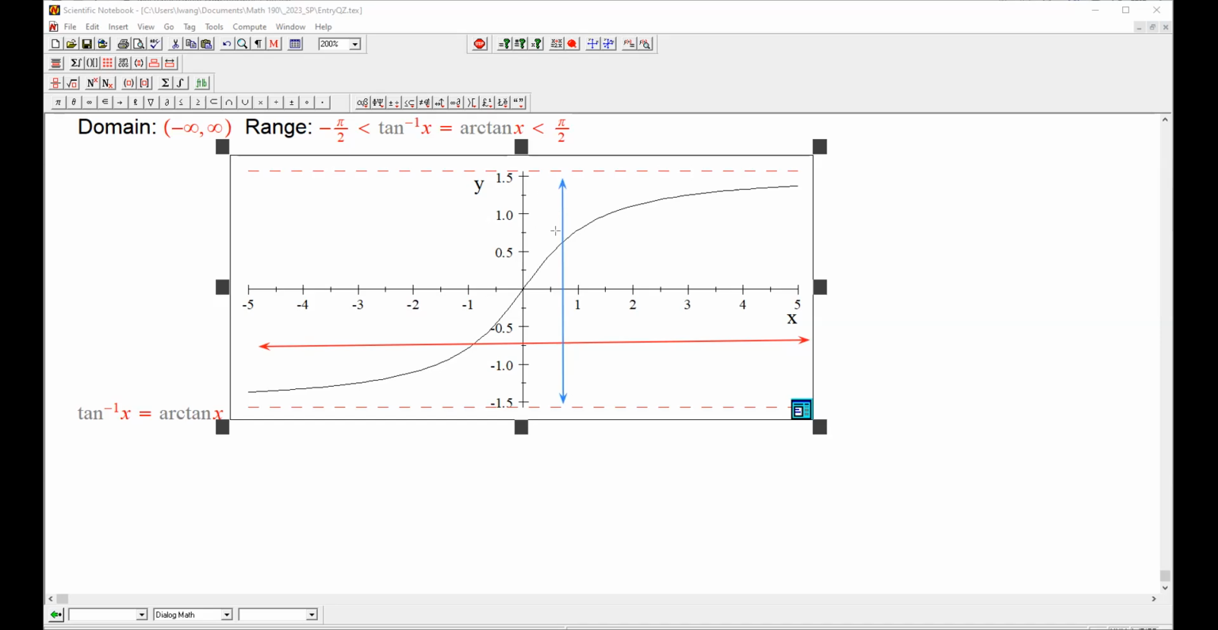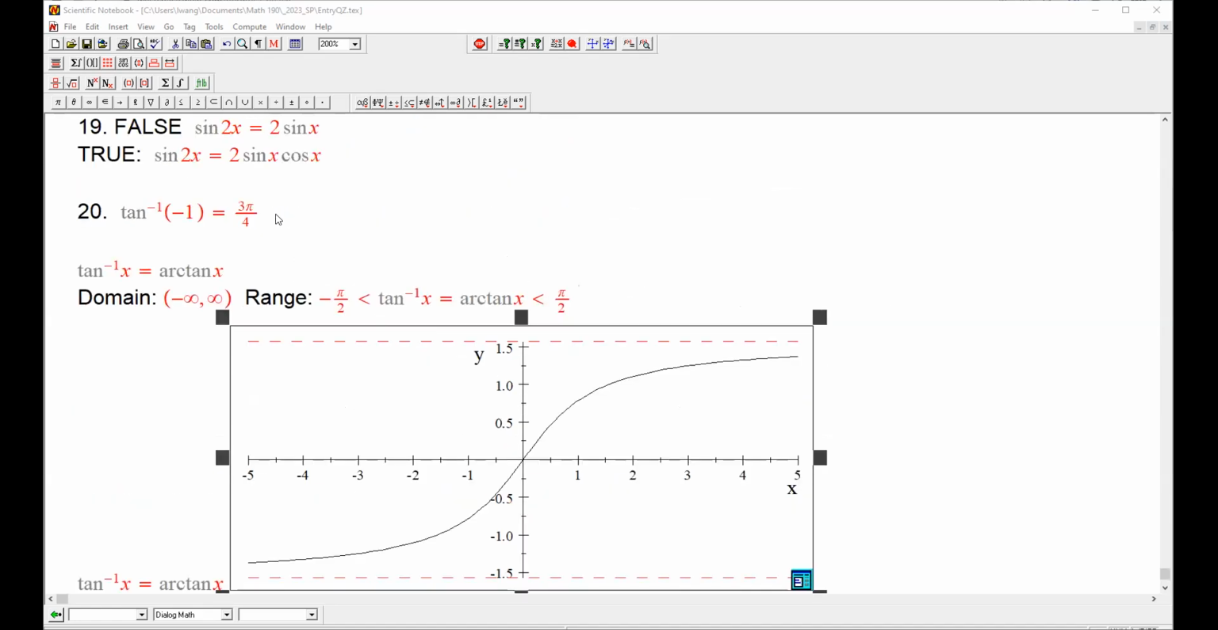Okay, if you forget about this, you need to study the lesson I have for arctangent. We have a lesson that's being posted. Domain and range for arctangent. Okay, so now 3 pi over 4 is outside the range. So it's wrong.